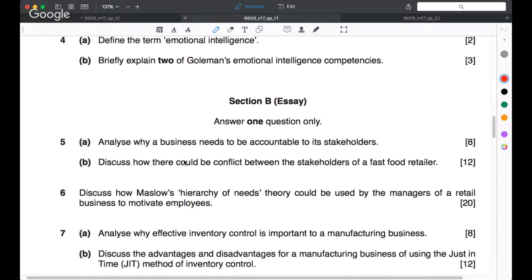So 5B, discuss how there could be conflict between the stakeholders of a fast food retailer. Well, really covered that off really, because the fast food retailer has several stakeholders, not least employees. It would have customers, and it would probably have shareholders.